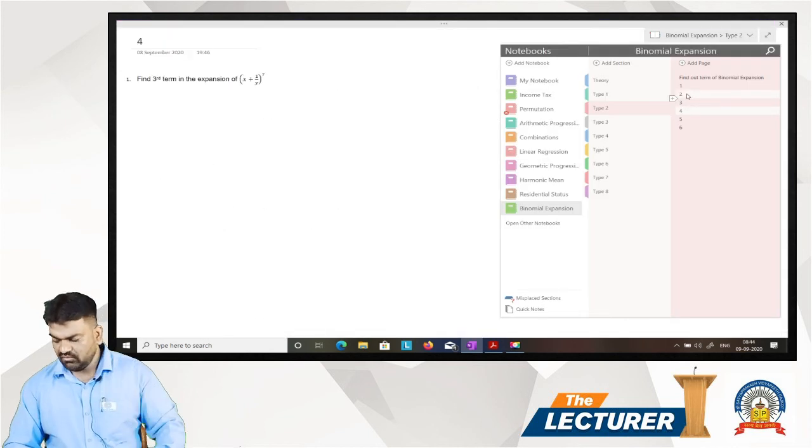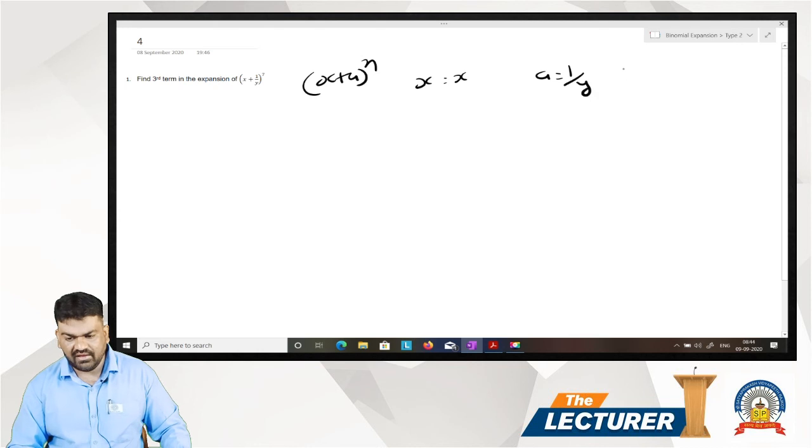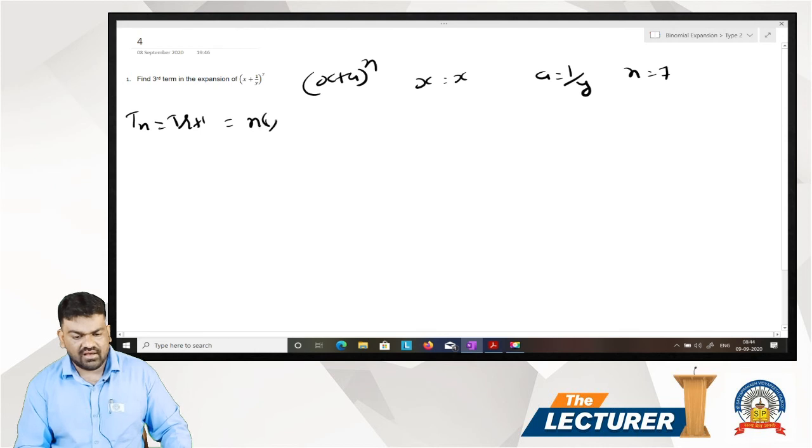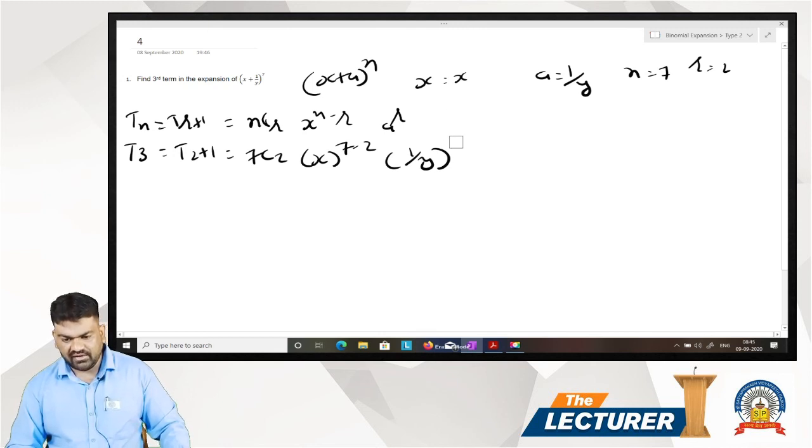Next, example number 4. Find the third term in the expansion of (x plus a) raised to n. x is equal to x, a is equal to 1 by y, n is equal to 7. Tr plus 1 is nCr x raised to n minus r a raised to r. Third term, T3 is T2 plus 1, so r is equal to 2. 7C2, x raised to 7 minus 2, a means 1 by y raised to 2.